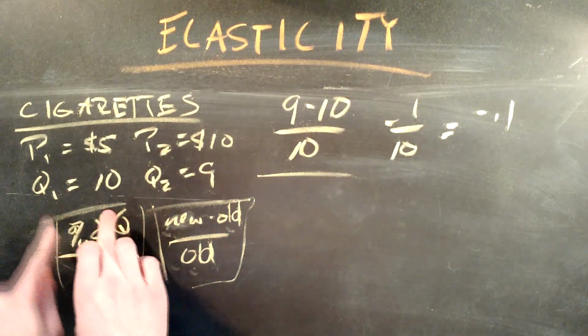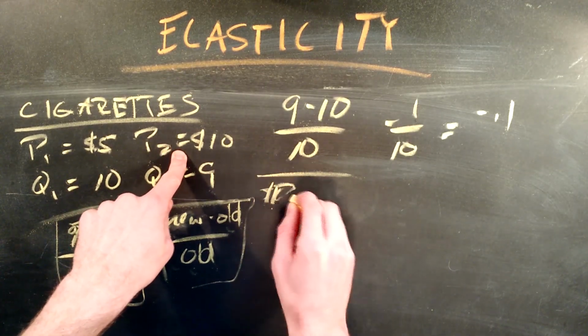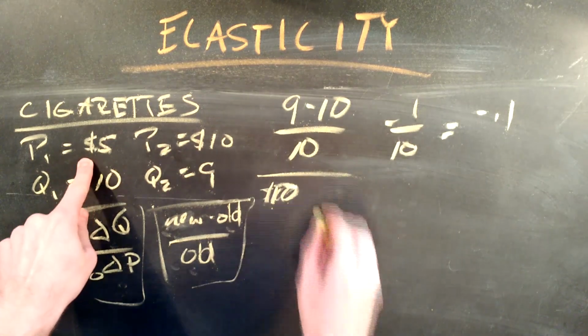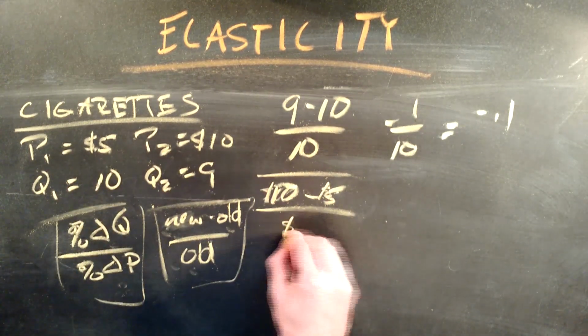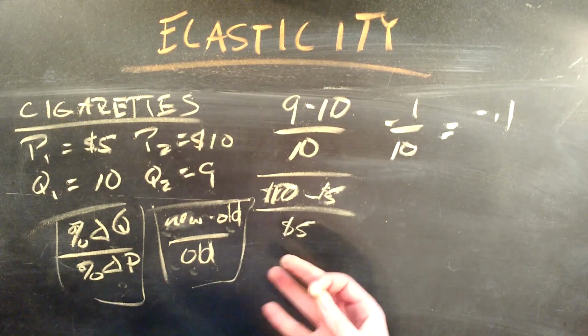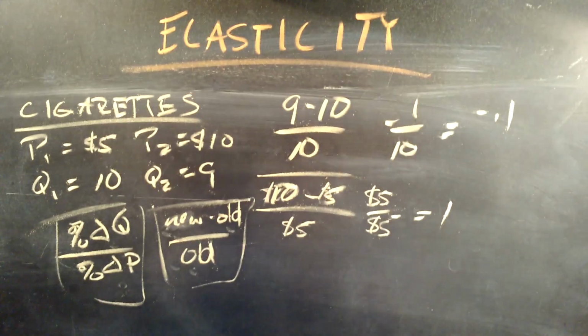So now for price, we just go to the new price, which is $10. We look at the old price, which is $5. Divide by the old price, which is $5. So $10 minus $5 is 5. So we end up with $5 divided by $5, which is equal to 1.